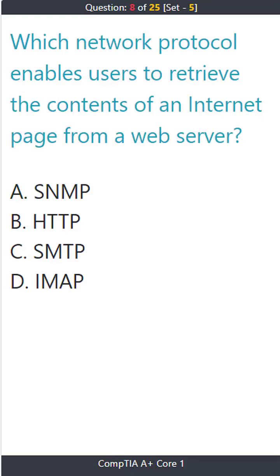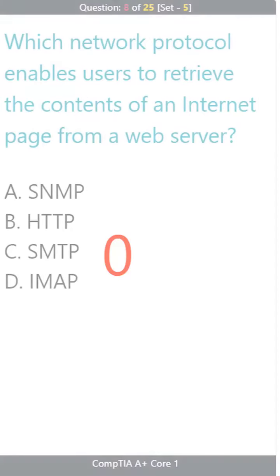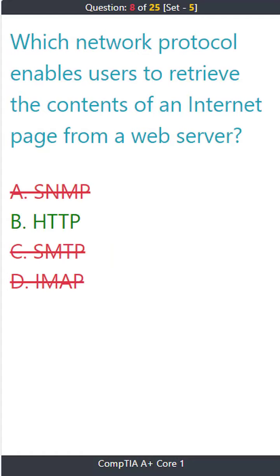Question 8. Which network protocol enables users to retrieve the contents of an internet page from a web server? A. SNMP. B. HTTP. C. SMTP. D. IMAP. The correct answer is B. HTTP.